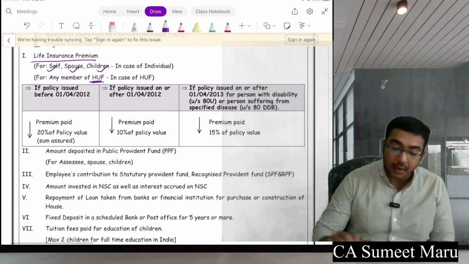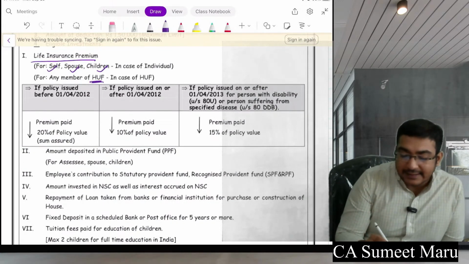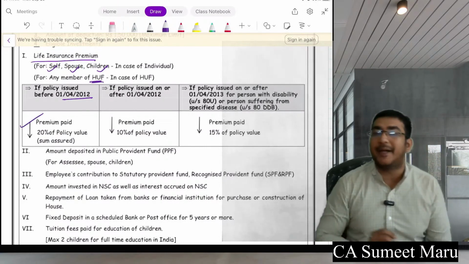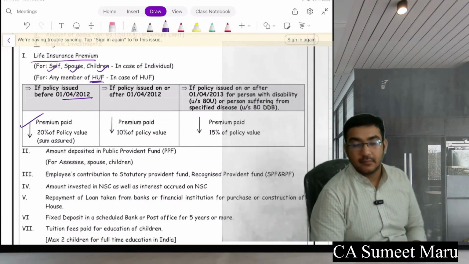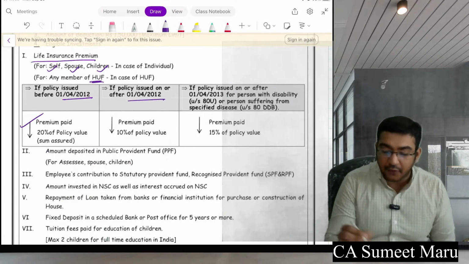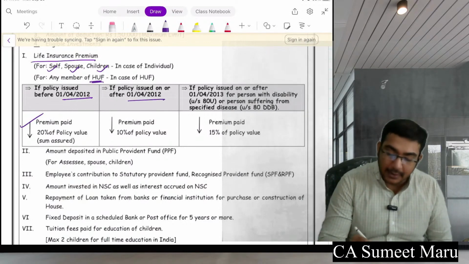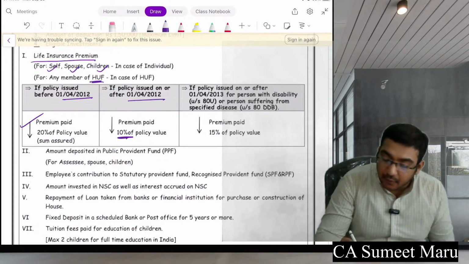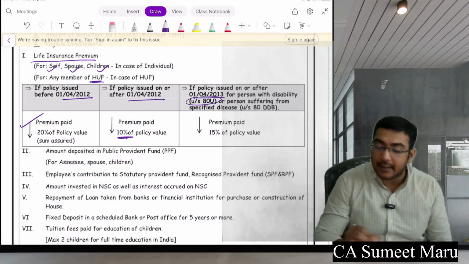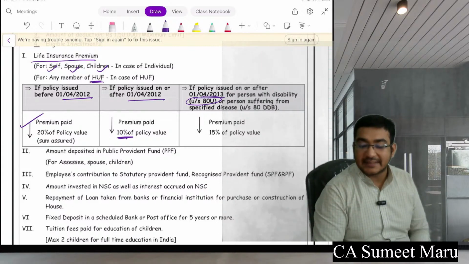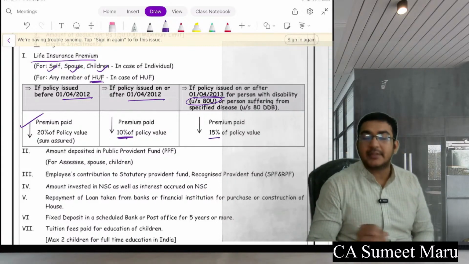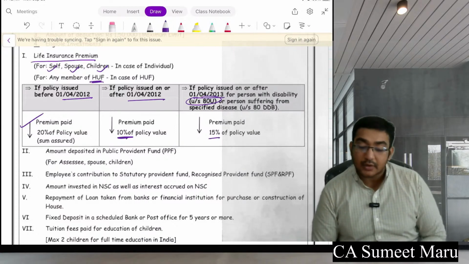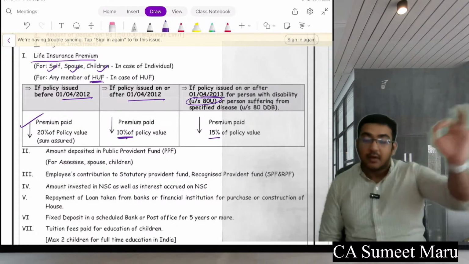Okay. Further, if the policy is issued before 1/4/12, the deduction is the premium paid, up to 20%. Okay, if it is after 1/4/12, the deduction is again the premium paid, up to 10% of policy value. And if it is after 1/4/13 for handicapped assessees, or who are suffering with disability, the deduction is 15% of policy value or premium paid. Okay, so please always remember.